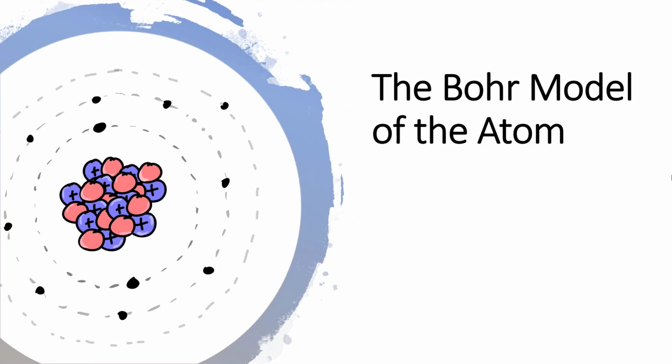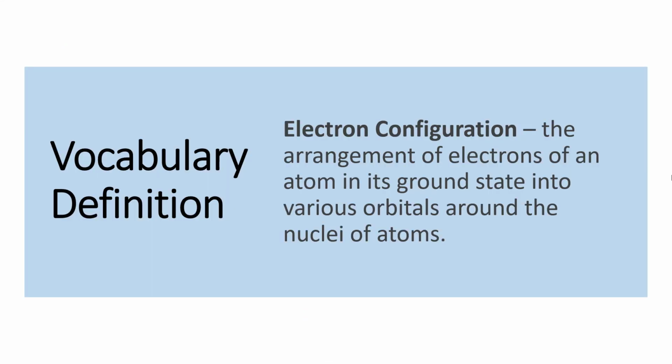In this video, I'm going to tell you about the Bohr model of the atom. This model shows where the electrons are located in an atom as if they were rings around the nucleus. So first let's take a look at a vocabulary definition, and that's electronic configuration.